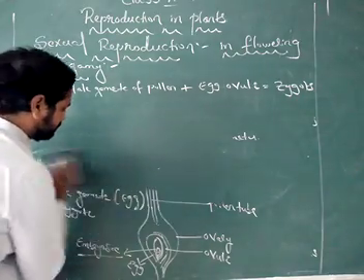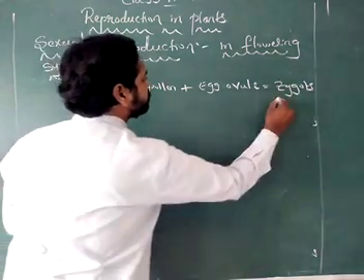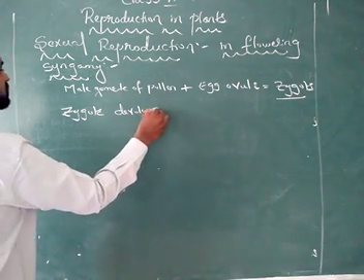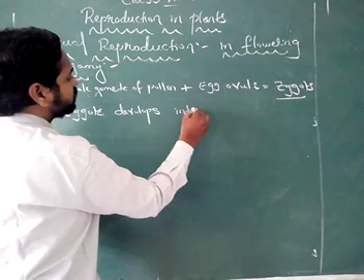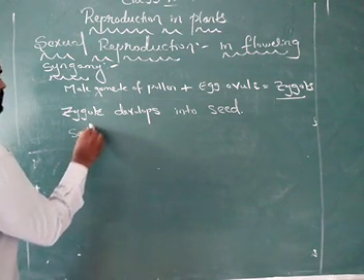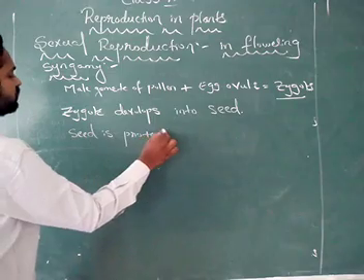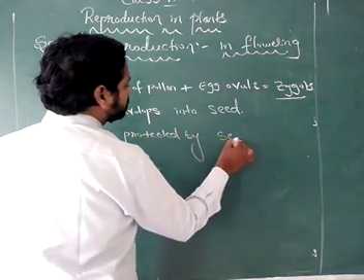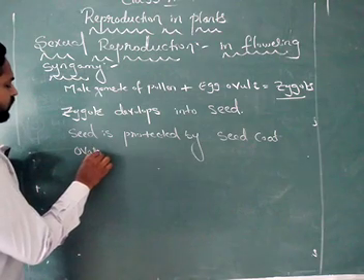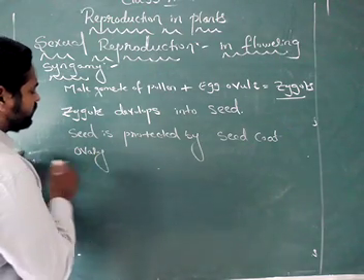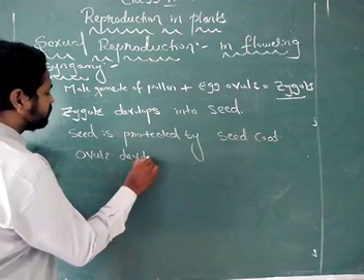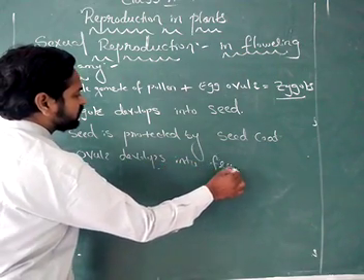Now the zygote develops into the seed. The seed is protected by the seed coat, and the complete ovary, the ovary consisting of the ovule, develops into the fruit.